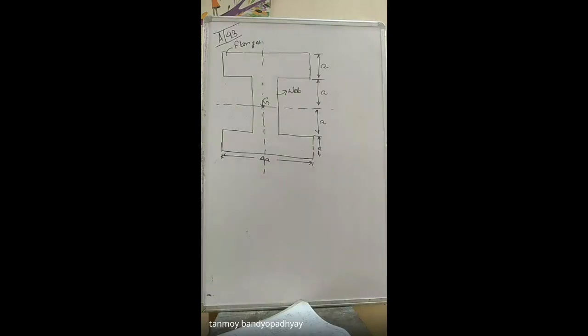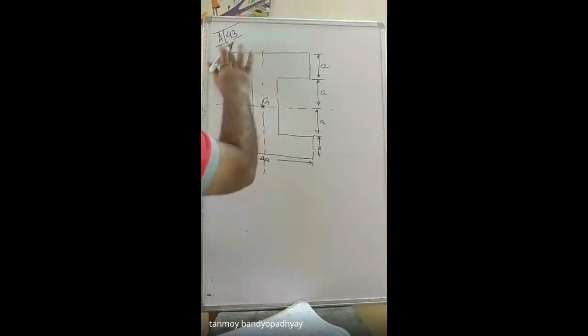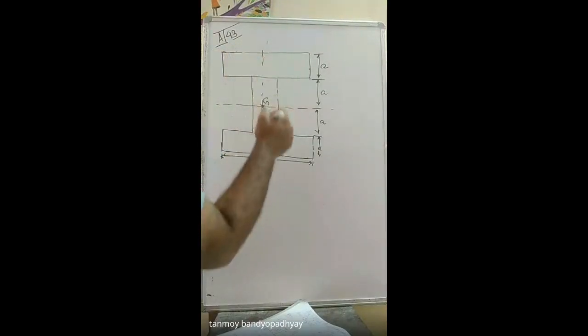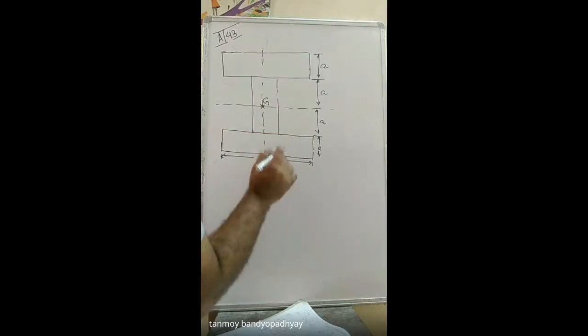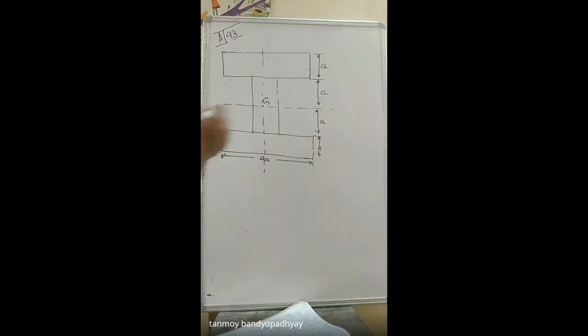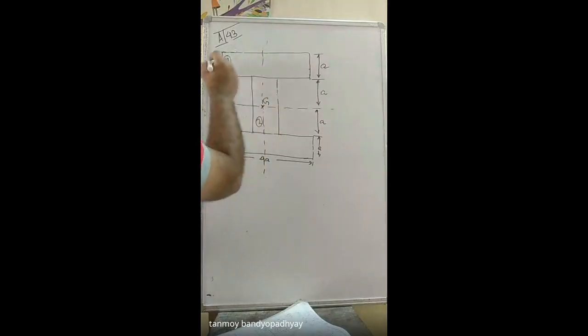Therefore, now this I section we can divide into three rectangles. Either you can divide it by this also, that will be causing more number of rectangles, nothing else. So since the I section may be divided into three rectangles as shown in the figure.